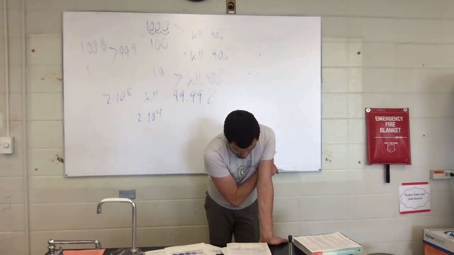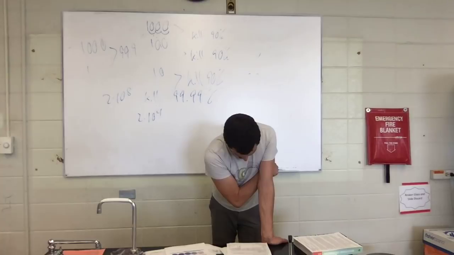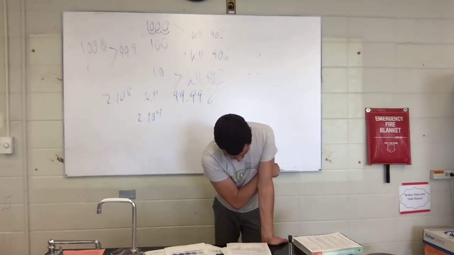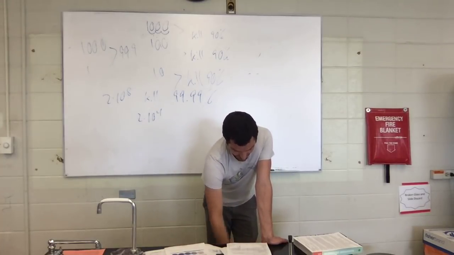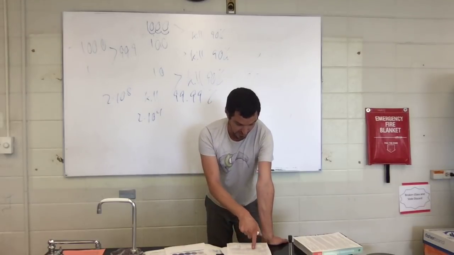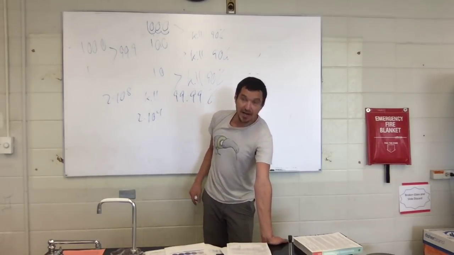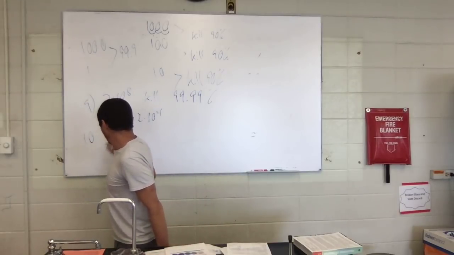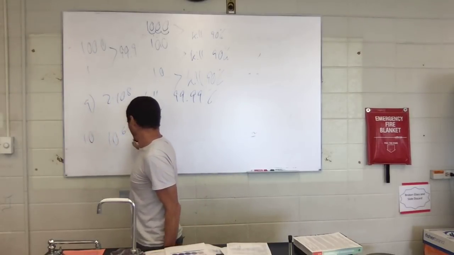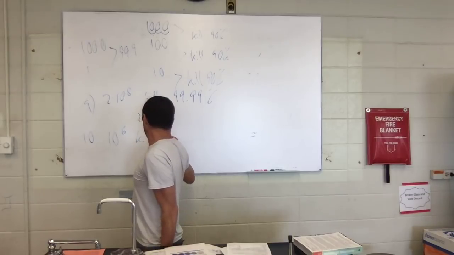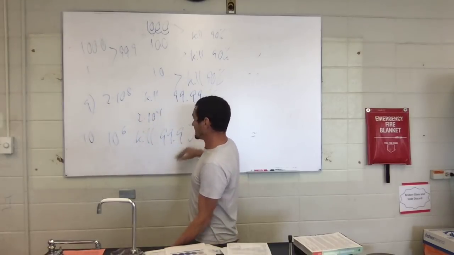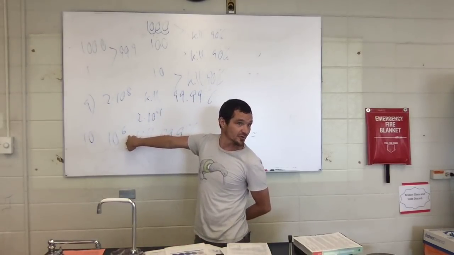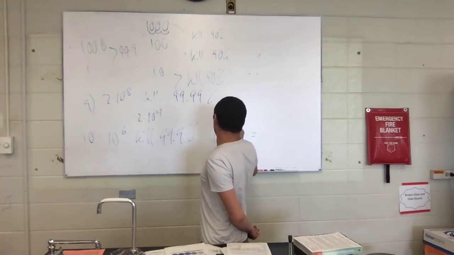Okay, so what about number 10? Number 10 is slightly more complicated. So we had 10 to the 6th CFU per mil. We killed 99.9%. This is number 9. Number 10, 10 to the 6th, kill 99.9%. So that leaves us 10 to the 3rd cells, right? That's 10 to the 3rd.